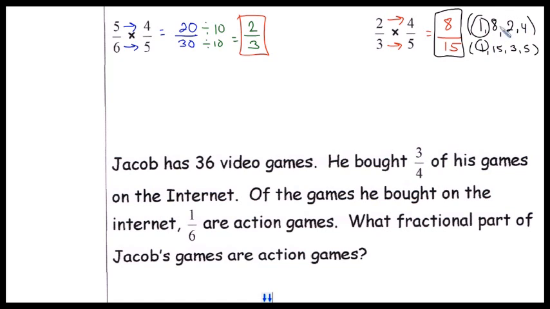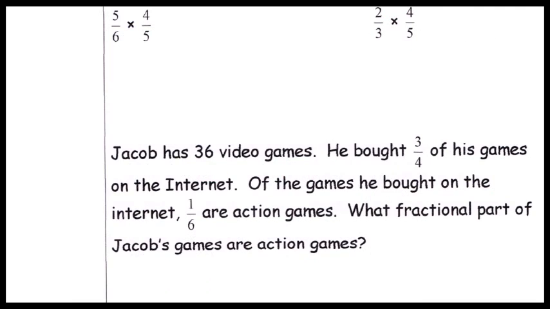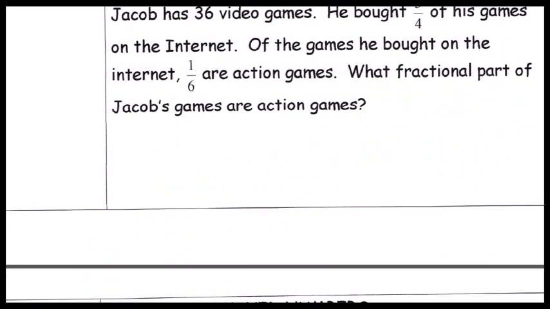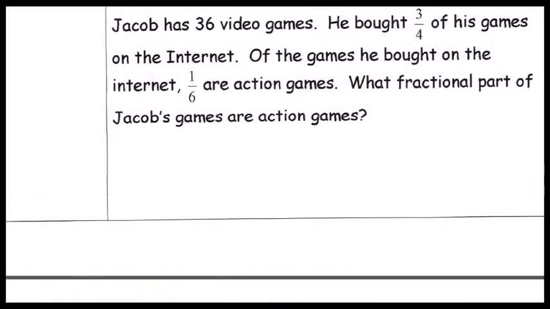List your multiples of each one, not your multiples, your factors of each one of your numbers, the numerator and the denominator. And if you have nothing else in common but just the 1, that means that you have simplified that fraction all the way down to its lowest term, which is what you want your answer to be in every time. Okay, so now let's look at this application problem where Jacob goes and buys video games.